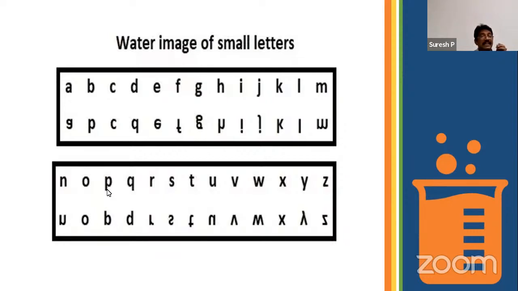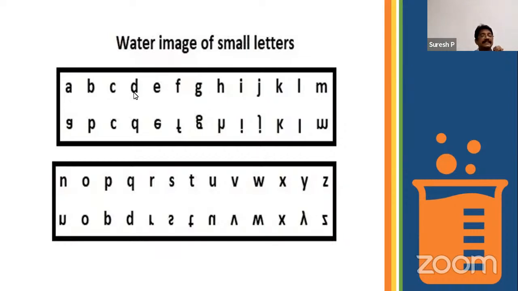The water image of P seems to be like B. The water image of B is similar to letter P. The water image of Q will be D, and the water image of D will be Q. And this is very, very important: the water image of T seems to be like F, and the water image of W seems to be like M. This is capital letter M. X will be the same, and Y will be reverted, and Z will be Z. So this is very, very important.